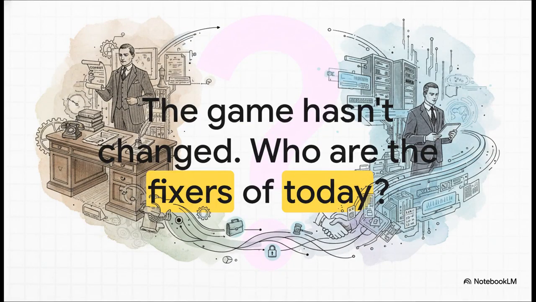So when you step back and look at the big picture, from a lawyer's office on Wall Street in the 1920s all the way to the digital architecture being built right now, you see this incredible through line. The basic game, securing resources and controlling people, it hasn't changed at all. Only the tools have gotten more sophisticated. And that leaves us with one last, really important question. If John Foster Dulles was the great fixer for the powers of his day, who are the fixers of today?